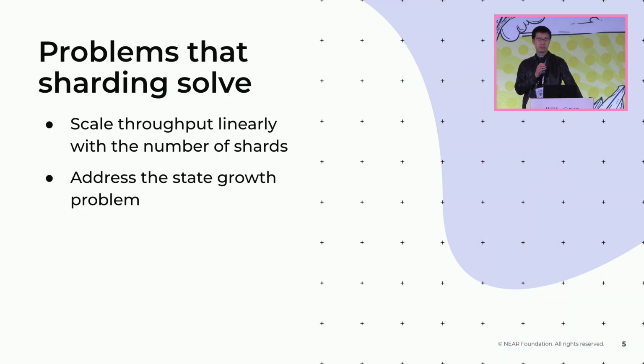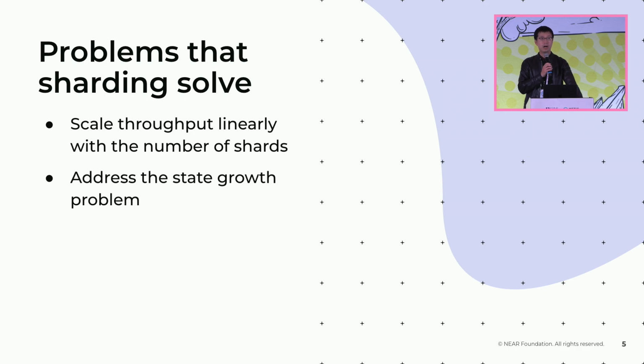So the problems that sharding is trying to solve are, I think, mainly twofold. One is the scalability problem that I talked about earlier, which is that you want the throughput of the network to be high. Here in a sharded blockchain design, the throughput should roughly scale linearly with the number of shards. So the more shards you have, the more throughput you have. That's a great way to improve the performance of the network.